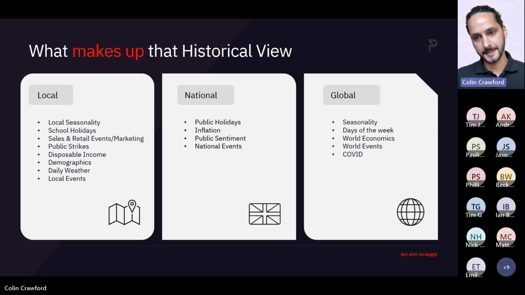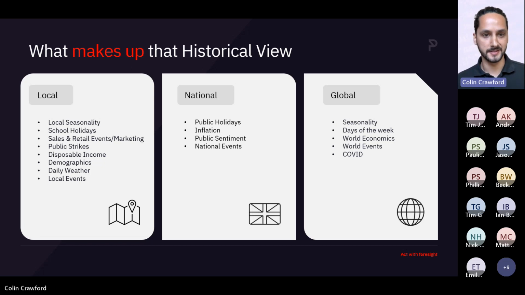But let's take a step up. So next we have national, so things that are going on in the UK as a whole. We've got things like public holidays, and in the last few years we had an extra 1 or 2 of those. We've got things like inflation rate and public sentiment. So how are people feeling, and how much income do they believe they have, and how do they feel about making purchases that they may not have felt in a different way?